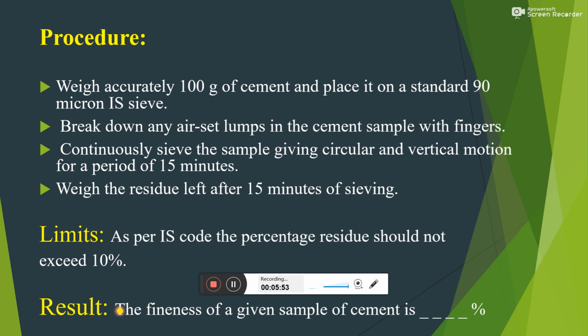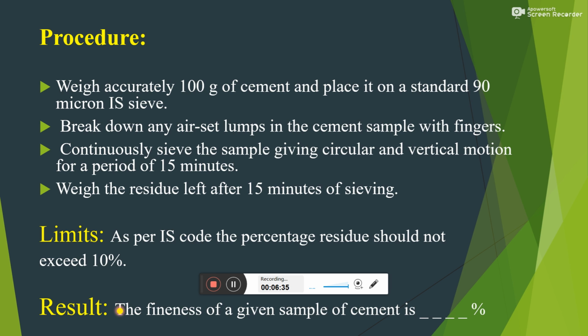The next one is the procedure. We know the importance of the fineness of cement, why we need to do it, what we need to perform, and the various apparatus of it. Now, how do we determine the fineness of cement? First, take 100 grams of cement and weigh it accurately, and place it on a standard 90 micron IS sieve. I have already shown the IS sieve, right? That 90 micron IS sieve we are going to use to perform this test.